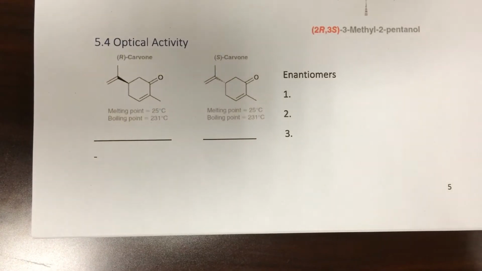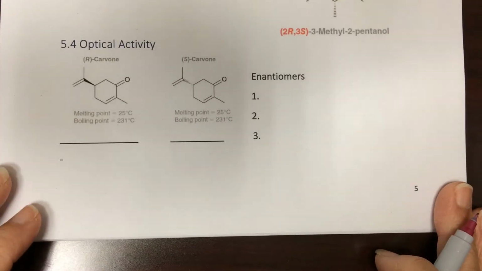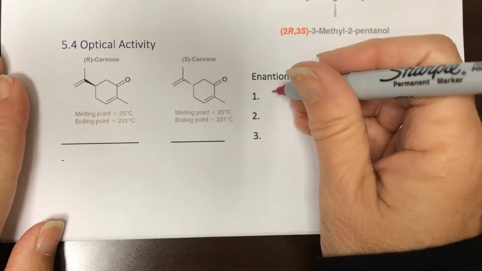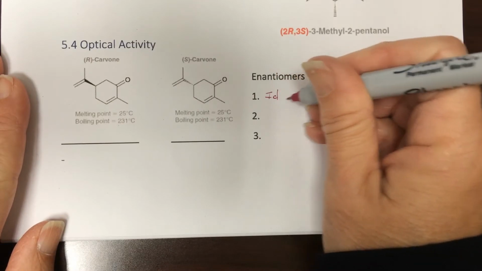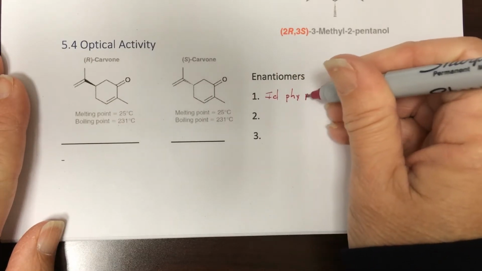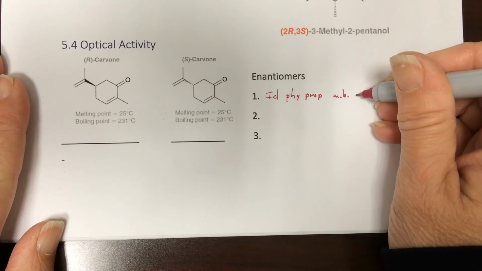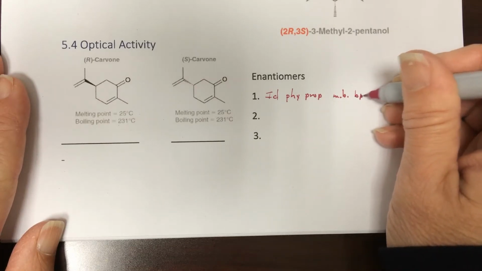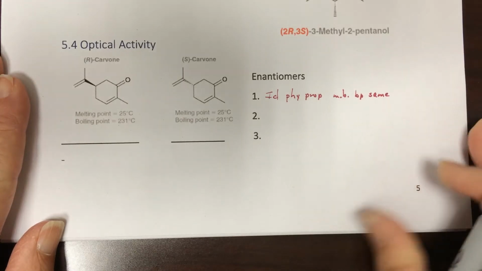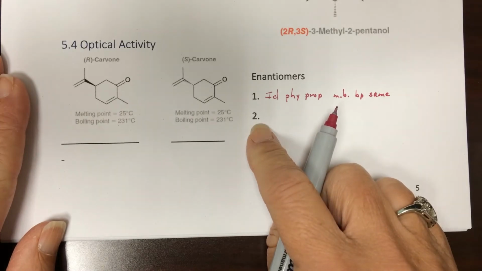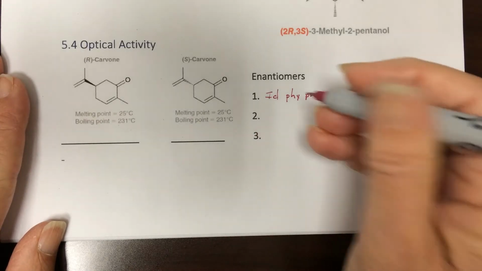So you'll remember that enantiomers have the same chemical formula and that the atoms are put together in the same order, only in a different stereochemical sense. So enantiomers will have identical physical properties. We would expect their melting points and boiling points to be the same. They're going to react chemically the same. They will rotate the plane of polarized light differently.